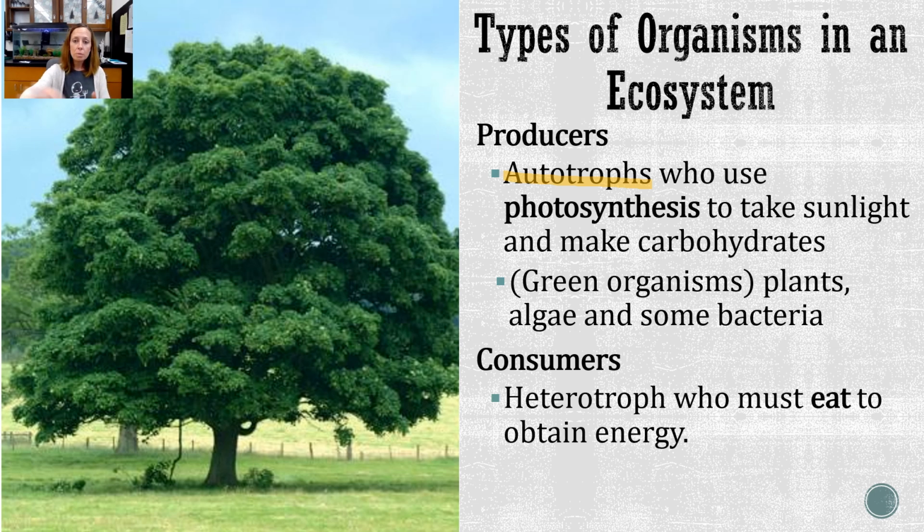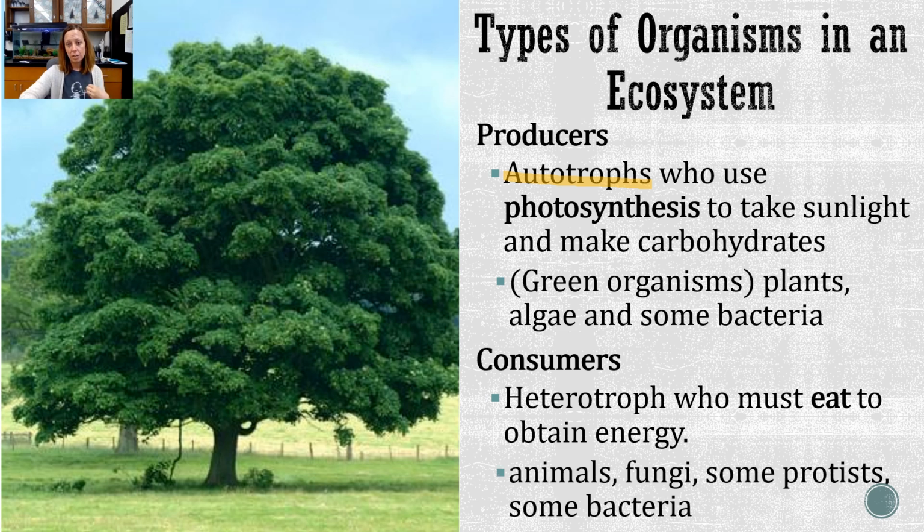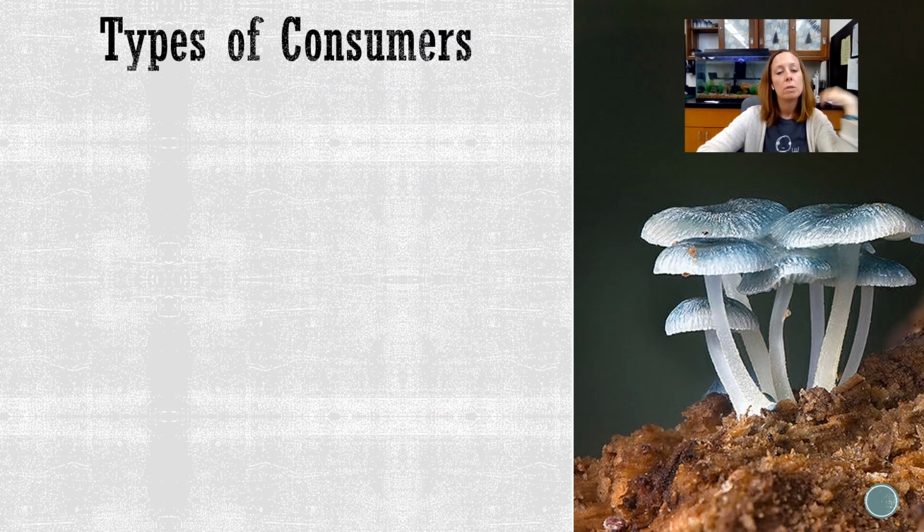Then we have our consumers. These are heterotrophs that have to eat to get energy. This is animals, fungi. So mushrooms are not autotrophs. They're not green. Mushrooms are white, right? They absorb things. So mushrooms are consumers, protists and bacteria. Producers are green.